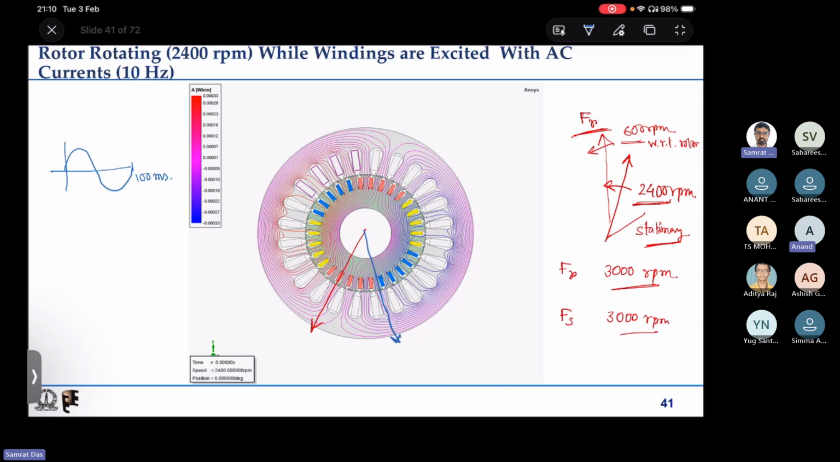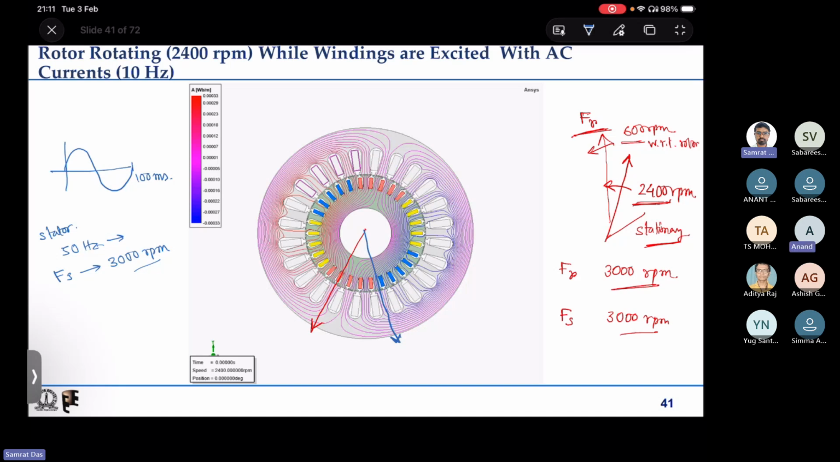Normally, with 50 hertz, the speed is 3000 rpm, right? Yes. Let me clear it up. If the stator current frequency is 50 hertz, then the stator field rotates at 3000 rpm if it is a two-pole machine. Is that clear? Yes. This is clear, but the thing is, okay.